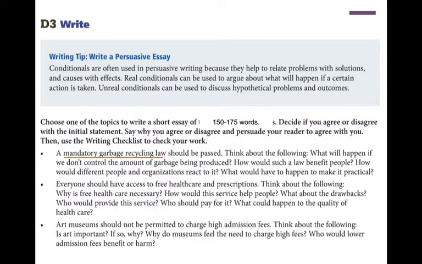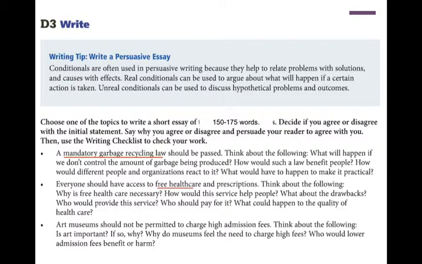A mandatory garbage recycling law should be passed. Think about the following. What'll happen if we don't control the amount of garbage being produced? How would such a law benefit people? How would different people and organizations react to it? What would have to happen to make it practical?